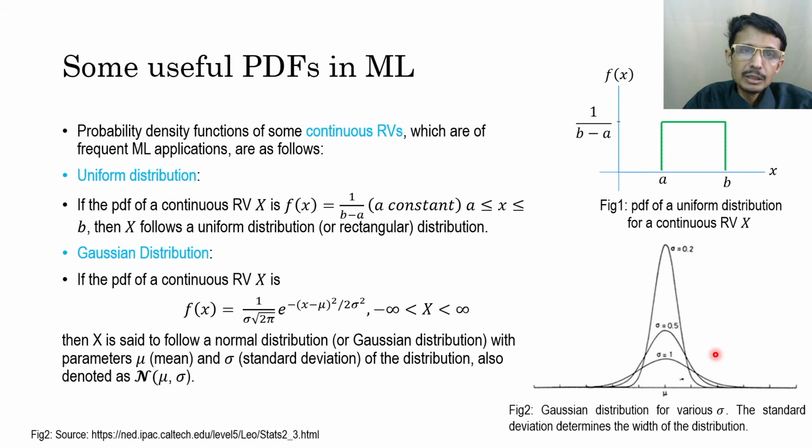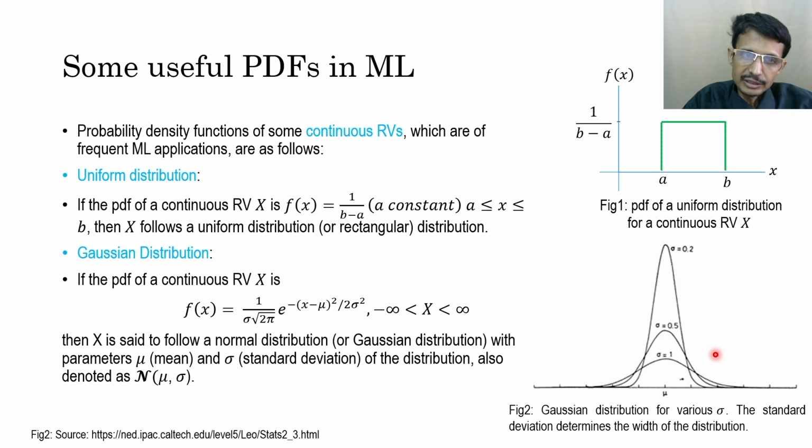Now, some useful PDFs in machine learning. These are probability density functions of some continuous random variables which are frequent in ML applications. First, the uniform distribution. If the PDF of a continuous random variable is 1 by b minus a within the range, where a and b are constants, x belonging to between a and b, then x follows the uniform distribution or the rectangular distribution.